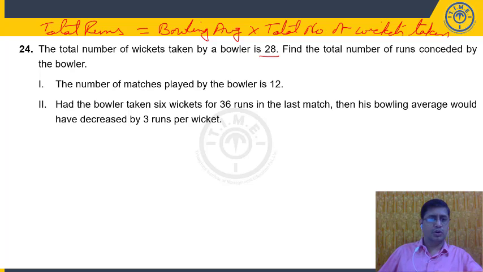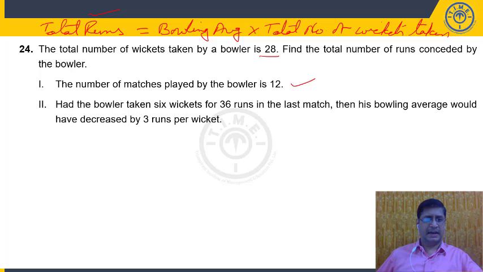Okay, so total runs we need to find. So bowling average here, wickets taken, total number of wickets is 28. Look at the first statement here. What is given in statement 1? The number of matches played by the bowler is 12.